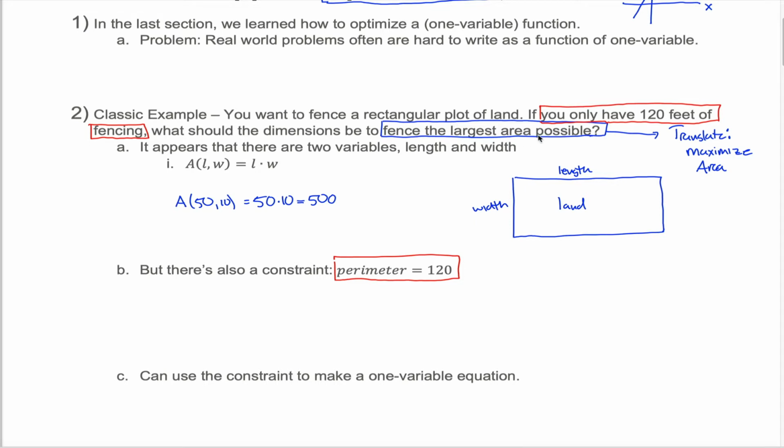You have a function that you're trying to maximize, and that function involves two different variables. However, there's more information given in the problem. And maybe the problem has nothing to do with fencing. I mean, who knows what the problem's about? But there's something that it says we're trying to maximize or minimize, optimize, and then some other piece of information. And that other piece of information serves as a constraint which will allow you to make the function that you're trying to optimize one variable.